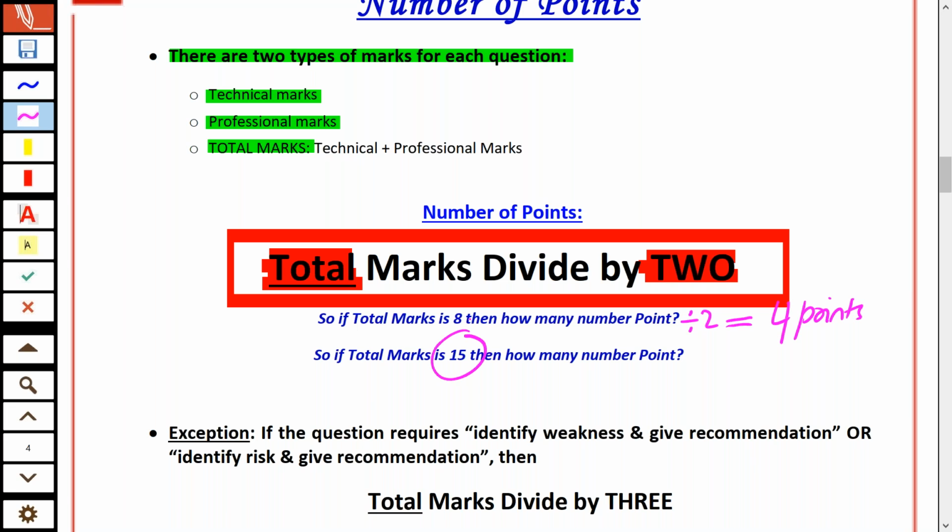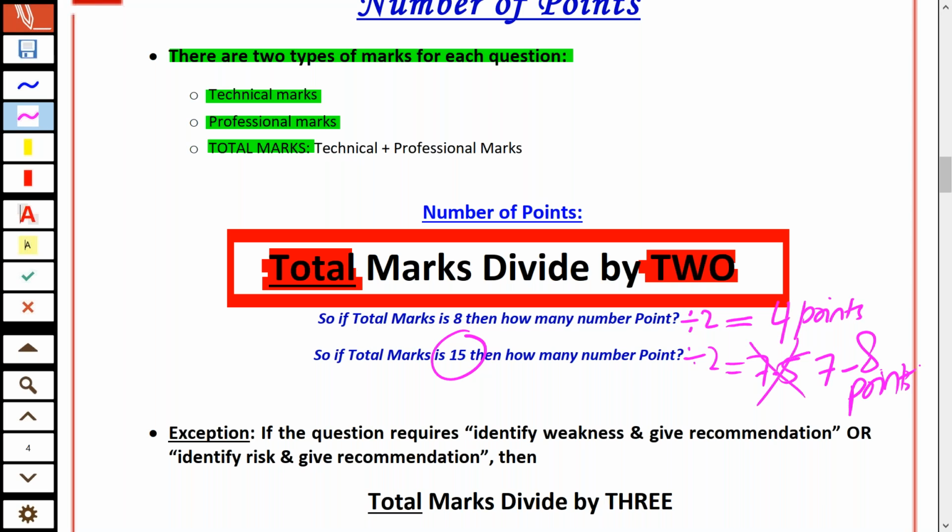Similarly, now if the total marks is 15, how many number of points? Divide by 2. This gives me 7.5, but obviously 7.5 doesn't work. So either you give 7 points or you give 8 points. So you just say 7 to 8 points.